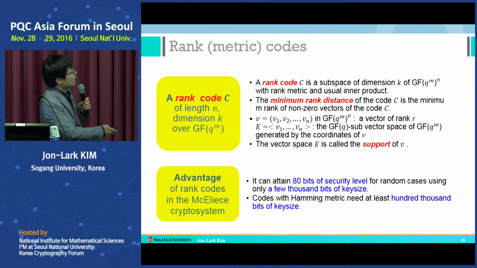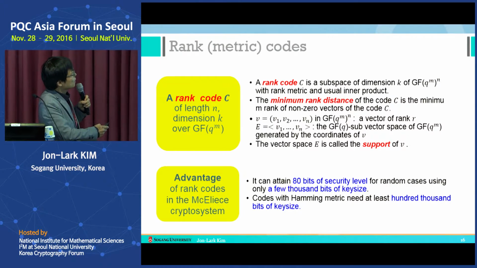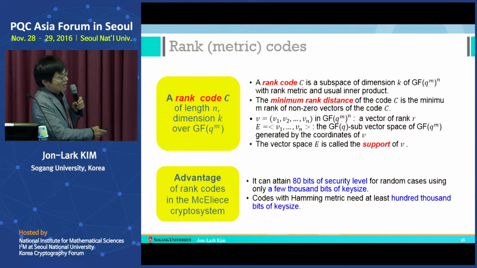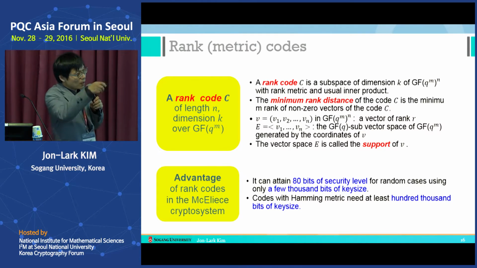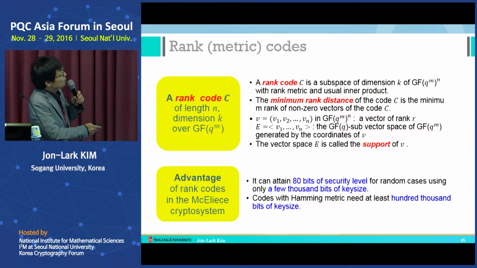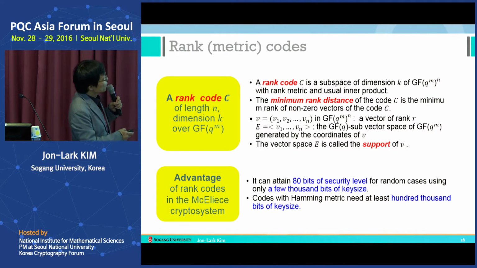So the rank code, by definition, is simply a subspace of dimension k in this large extension field, with length n. But it has the rank metric, and the inner product is the usual inner product, the component-wise multiplication. The minimum rank distance is the minimum rank of any non-zero vector in the code. So this is the definition of the code and minimum distance. This concept is not used in classical coding theory.